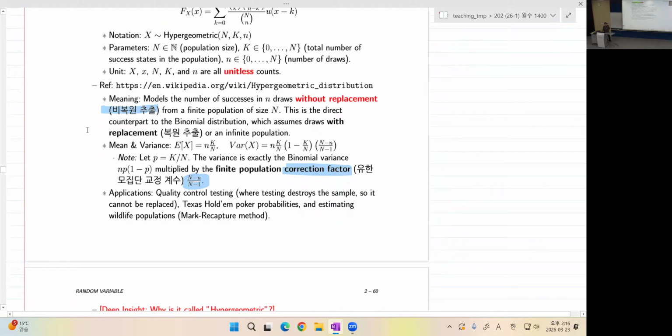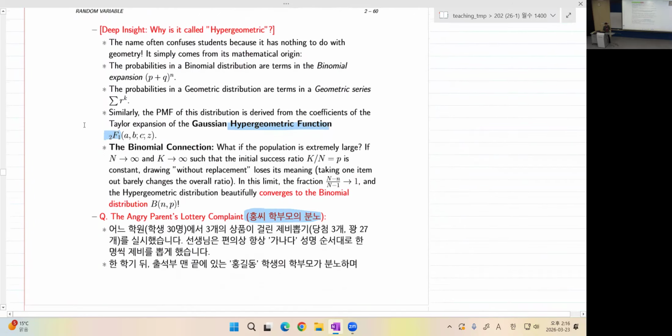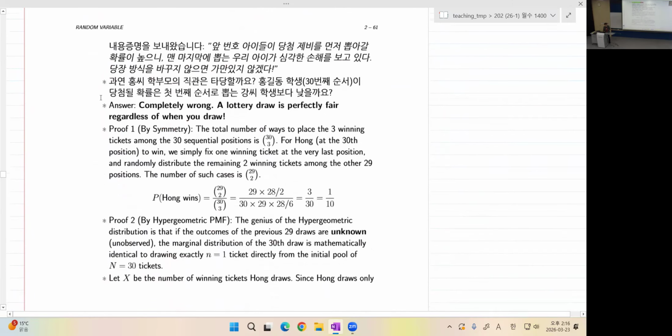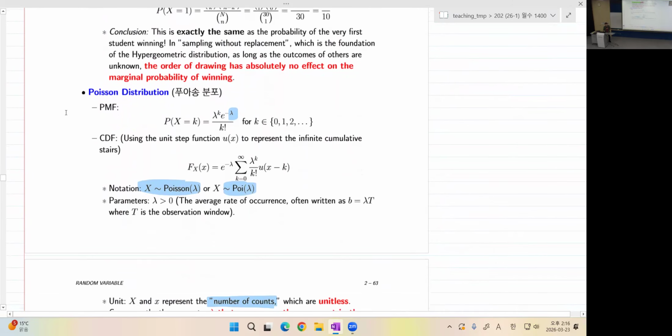And you've seen this problem already, but usually you use one of the two approaches to show that the parent was wrong. And at the end of last class meeting, I talked about the Poisson distribution. The Poisson distribution, as it is classified as a discrete random variable, is about the number of counts.